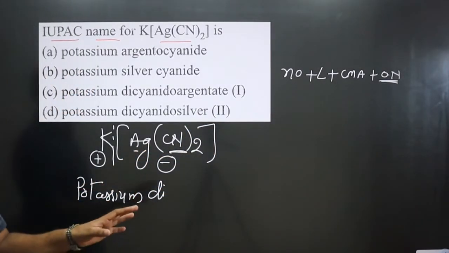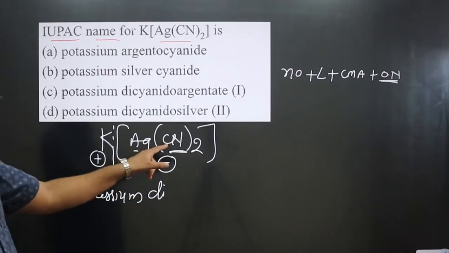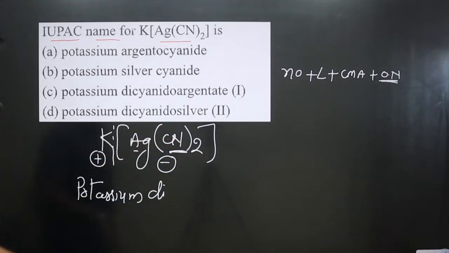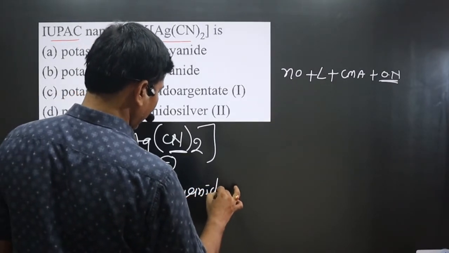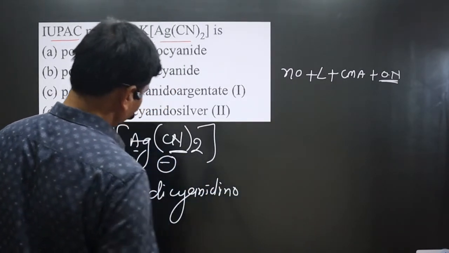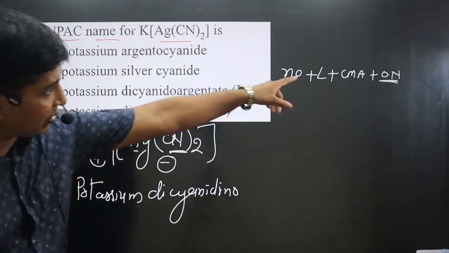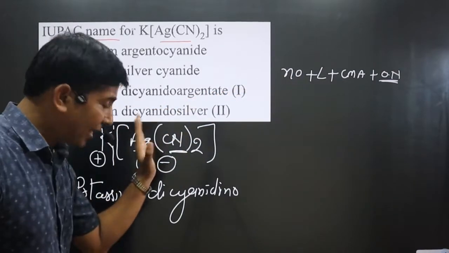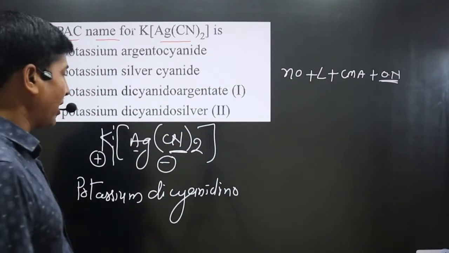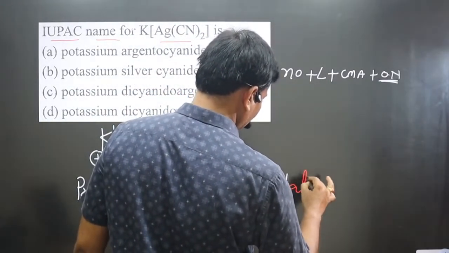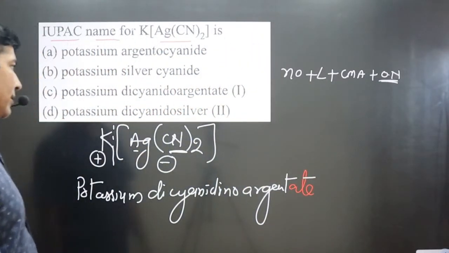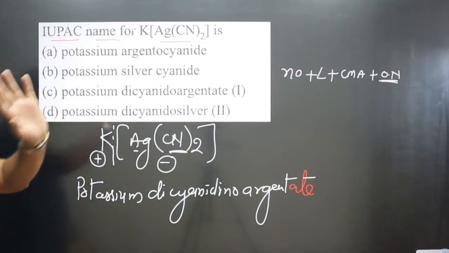This is the cyanide ion, a negative unidentate ligand. In the nomenclature we name it as cyano or cyanido, so I can say it is cyanido. Dicyanido is there. Then it will be the central metal atom. Since it is present in the anionic complex, we say this is argentate. Then we can calculate the oxidation number.